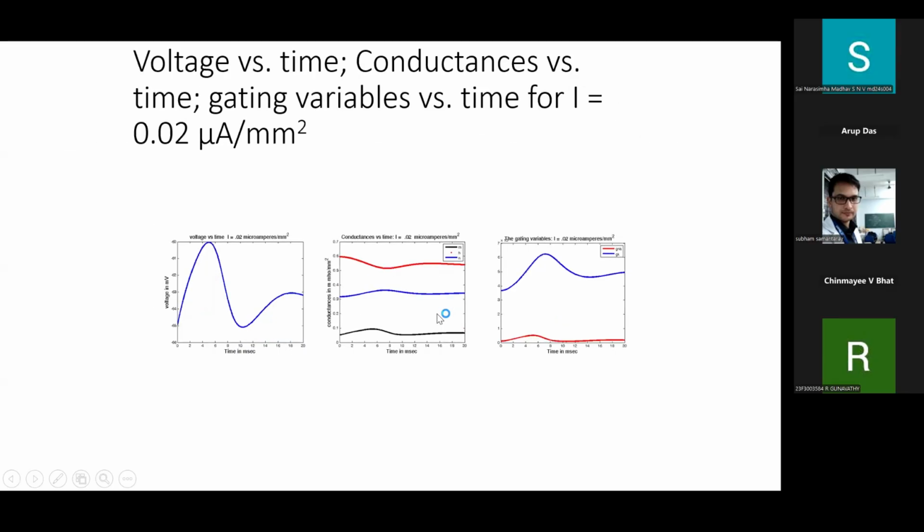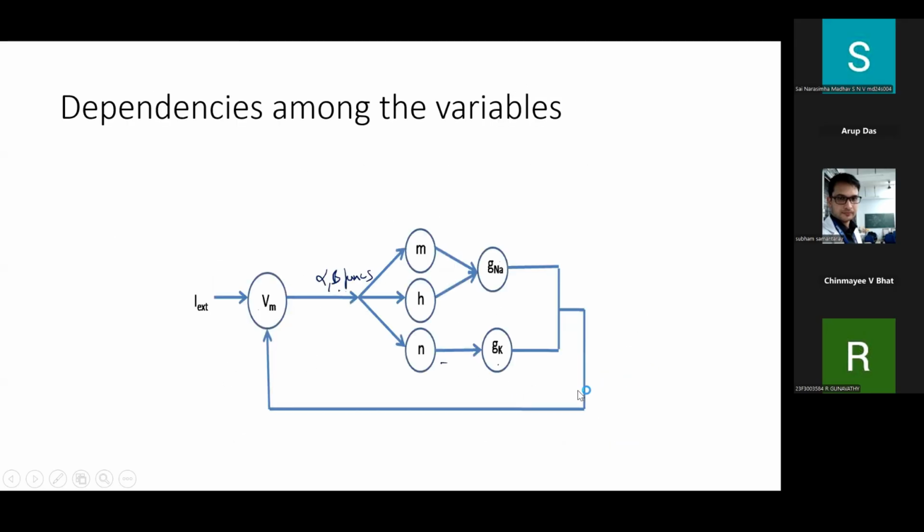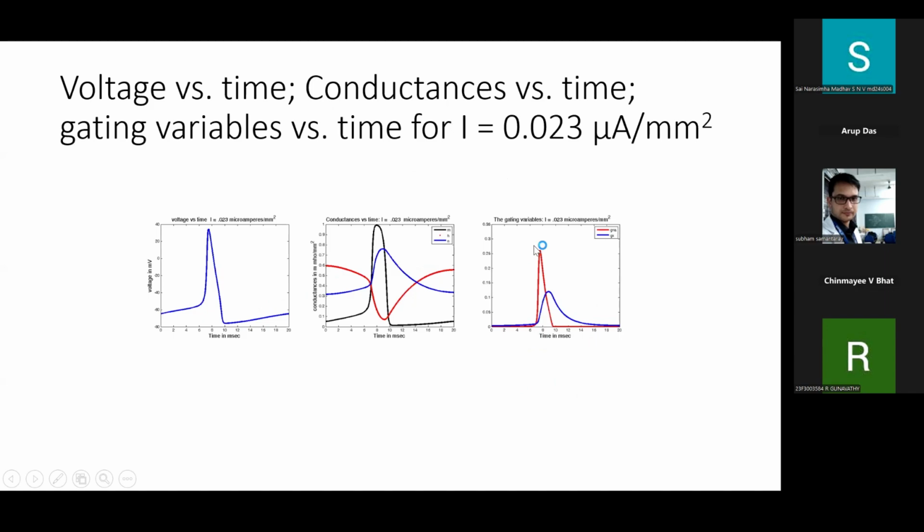All right, and if you use M, H, and N to construct the conductance by applying this formula, the GNA and GK conductance values look like this. You see that sodium conductance has a sharp rise and sharp fall, and potassium conductance builds up slowly and falls slowly. This is what happens when your current is about this value. And at this current, which is a DC current, not a pulse current, but a continuously given current, you just see a single action potential and it stops again.